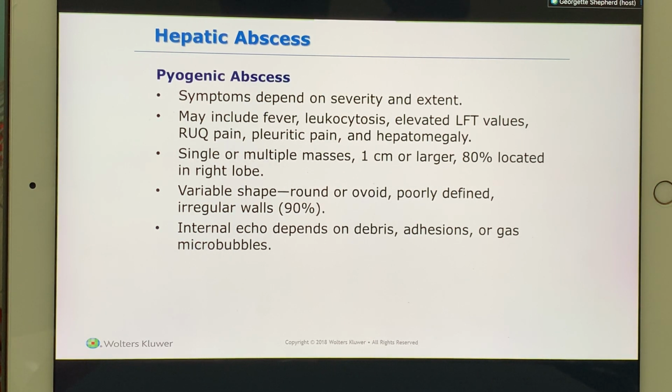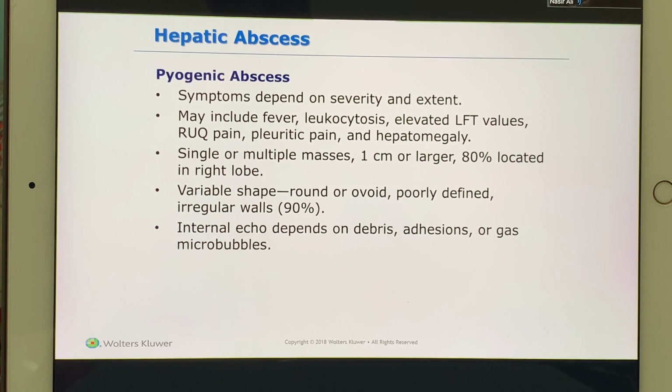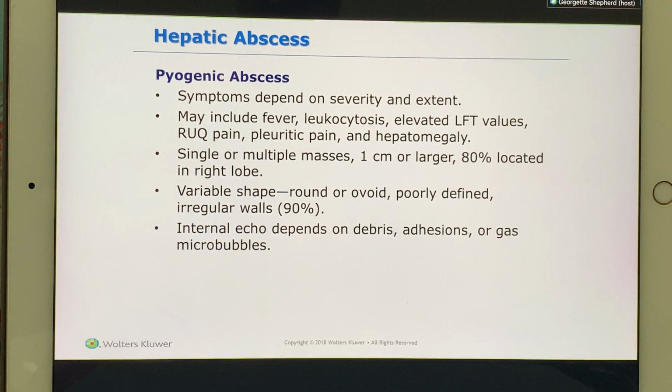Or in hepatomegaly. If my diaphragm is trying to push down the liver, and my liver is enlarged because I have an abscess and it's tender, then every time I breathe and the diaphragm moves the liver, it causes pain. Usually they're going to be single or multiple masses, usually 1 centimeter or larger. Most of them are going to be in the right lobe. They do have irregular walls.